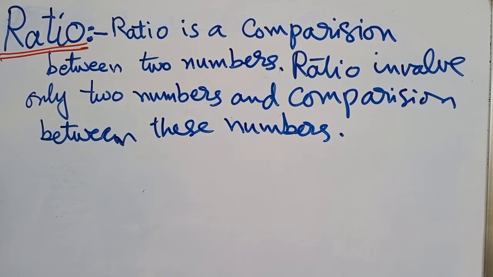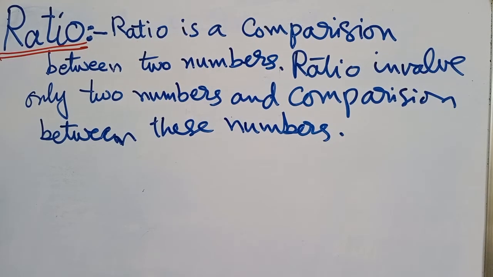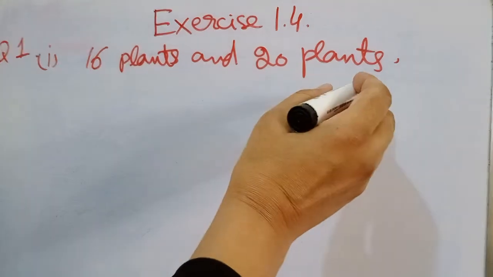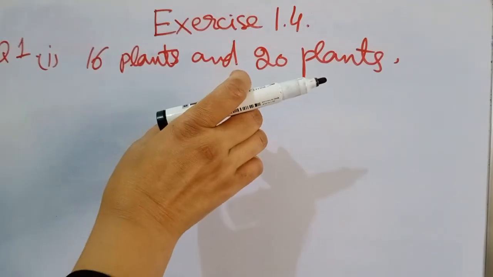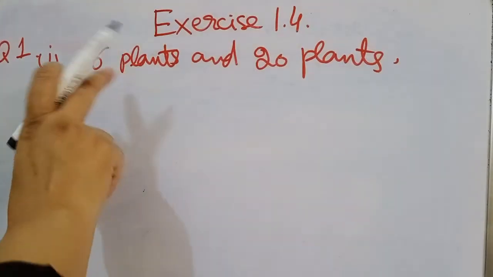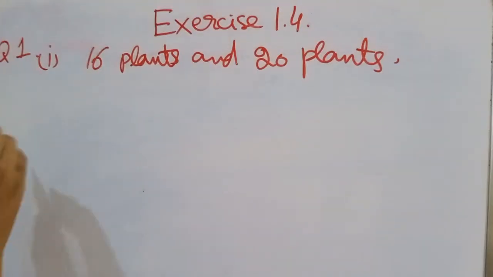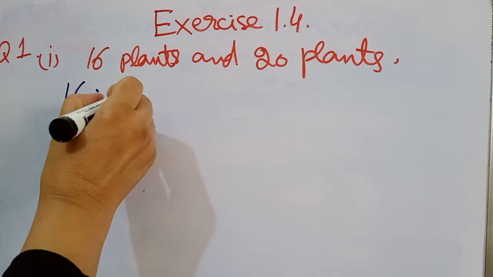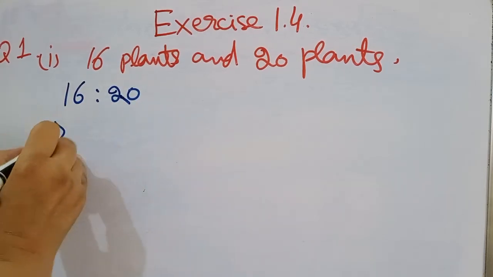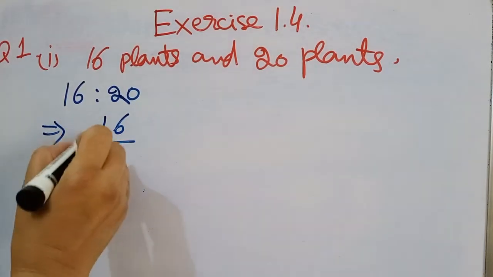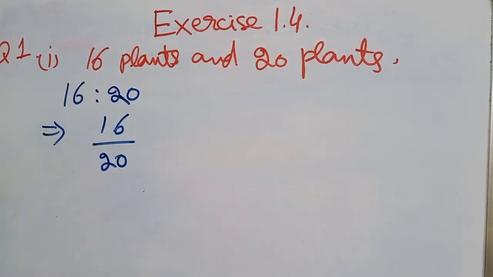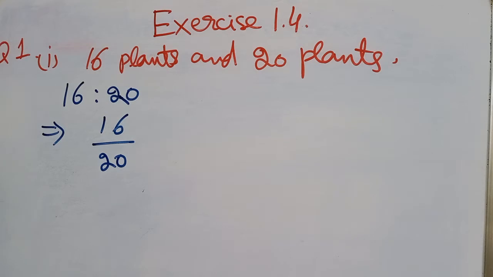Now we solve exercise 1.4, question number 1. First part of question number 1: 16 plants and 20 plants. We have to find the ratio between 16 plants and 20 plants. We can write it as 16:20, or we can write it as 16/20. This is not division, this is a comparison.